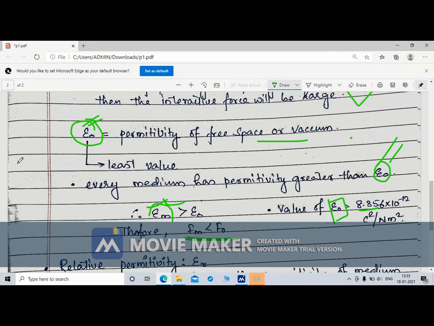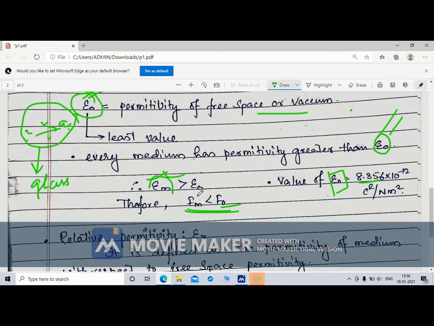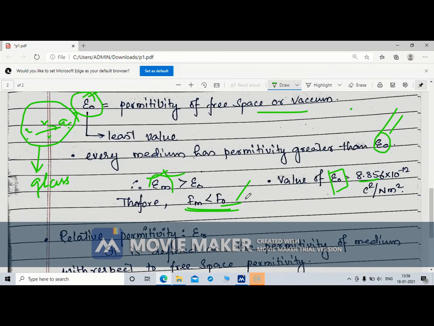This basically means if we put two charges Q1 and Q2 in vacuum at distance r, and the same system we put in a medium like, let's say, glass or water, then the force experienced by the two charges in glass will be less than the force experienced by the two charges in vacuum. Okay, that is over.